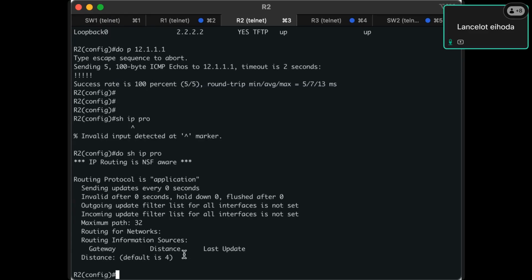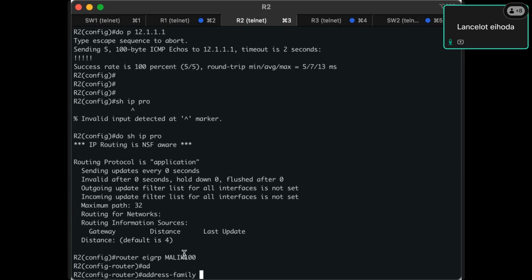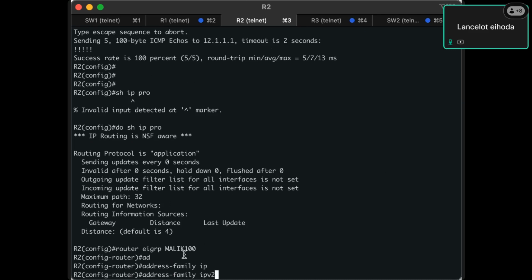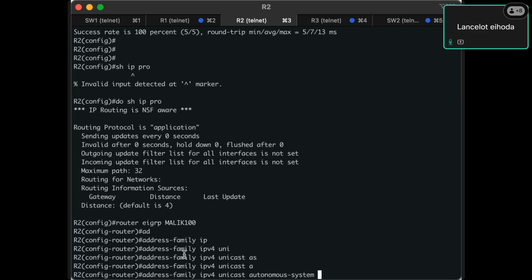So for EIGRP 100, we actually used Malik, yes? Yes, same, that's correct. So let's do router EIGRP Malik. Let's make it 100 now so that we are sure of the AS we are running on, right? Address family IPv4 unicast, AS 100.